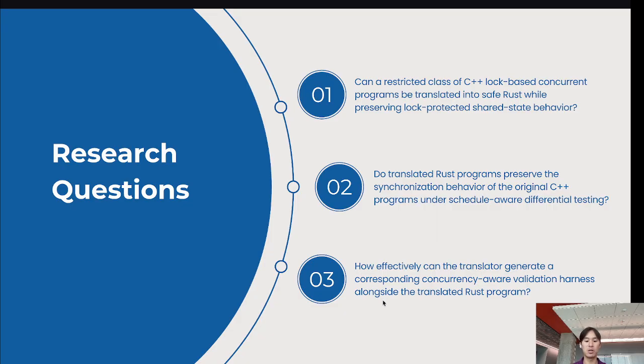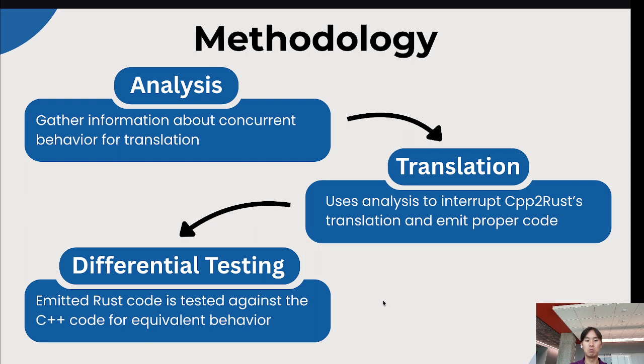So this is pretty much talking about how efficient our schedule-aware differential testing is. Does it affect the program? Does it take a long time? Is it useful? All of that goes into the third question. So how are we going to be doing the translation and the differential testing? That leads us to three main parts.